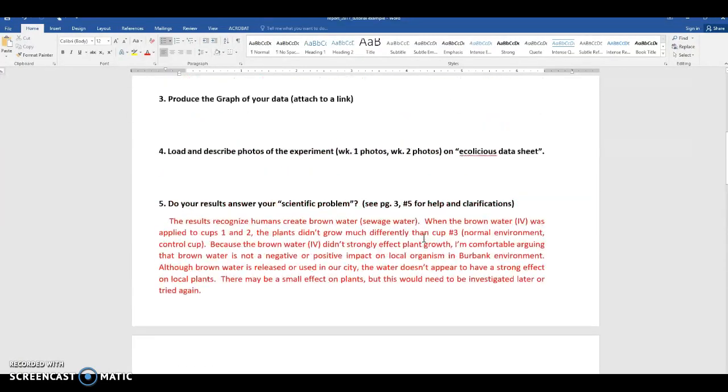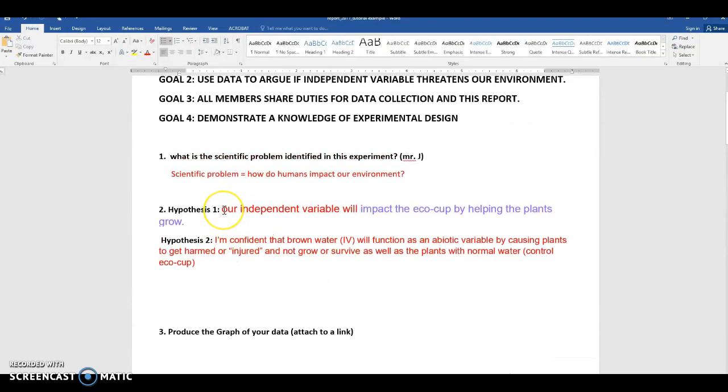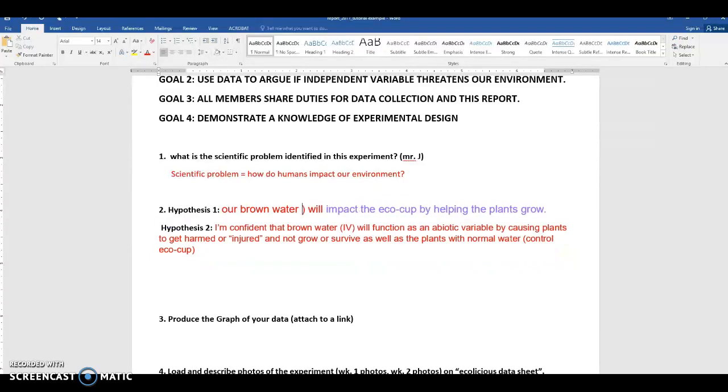Going up to the very top, we have our very first hypothesis. It says hypothesis 1, our independent variable will impact the EcoCups by helping them grow. So according to this, we claim that brown water will help the plants grow. In this example, we're calling the independent variable brown water, and we're going to reduce independent variable down to IV to save space. Okay? So our brown water will impact the EcoCups by helping the plants grow.